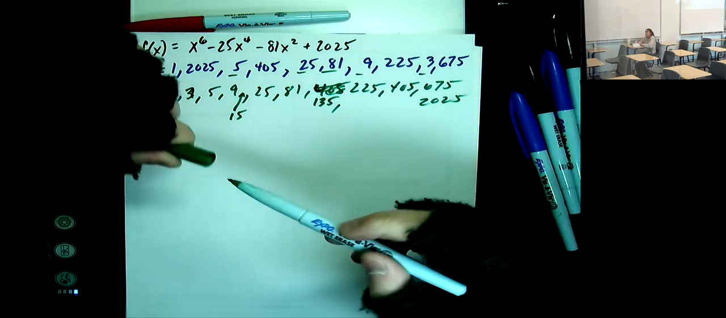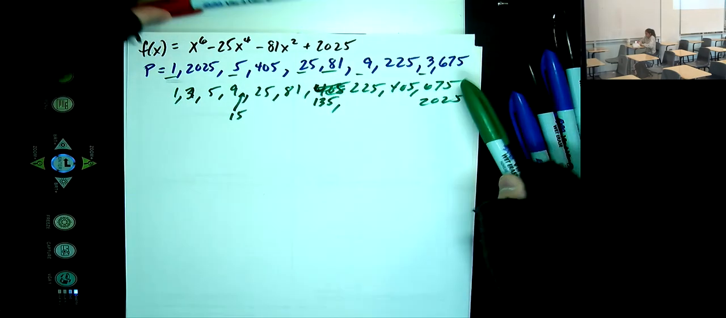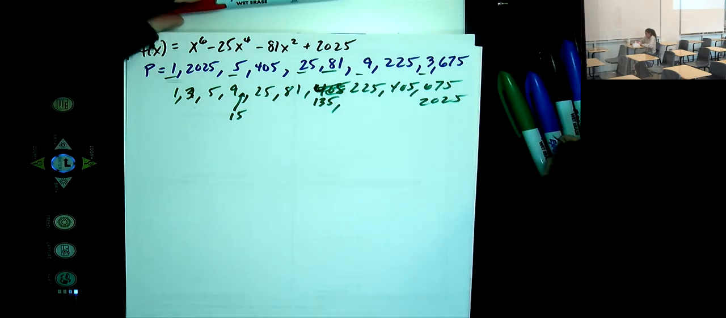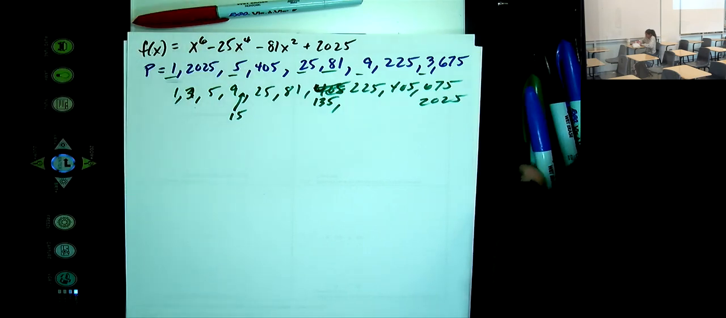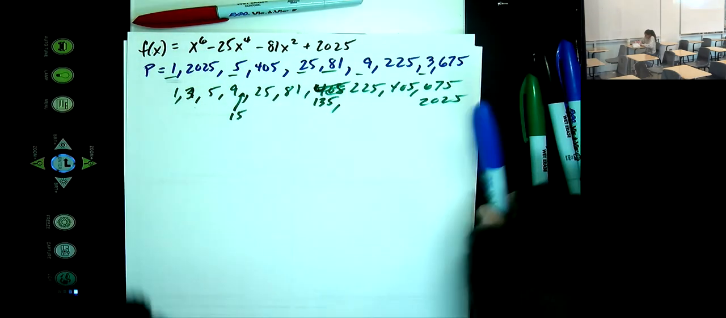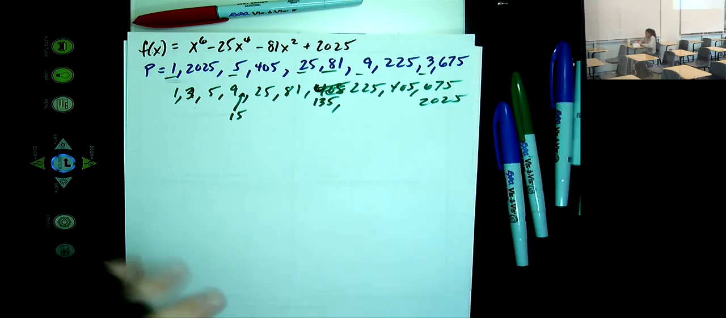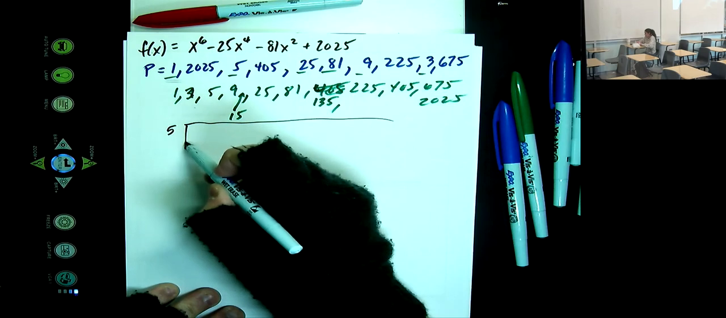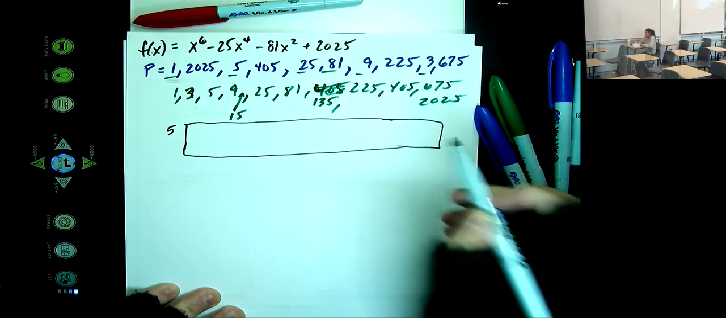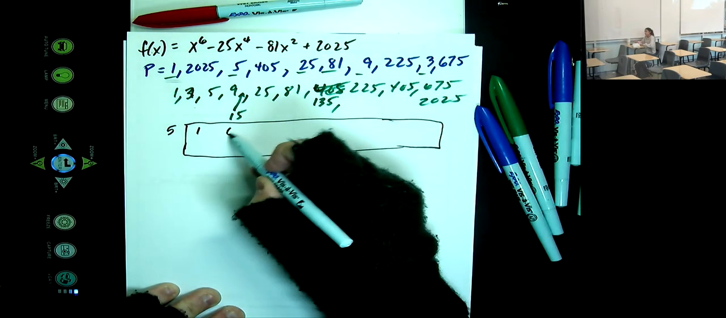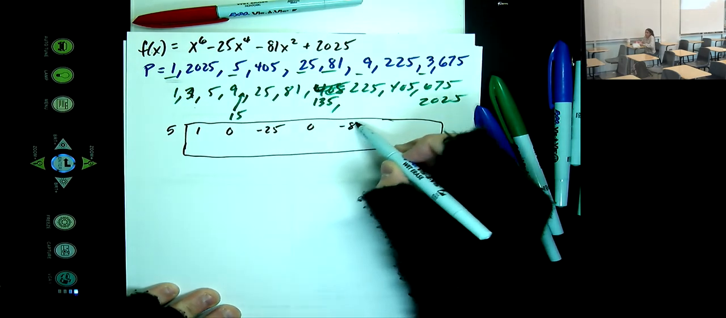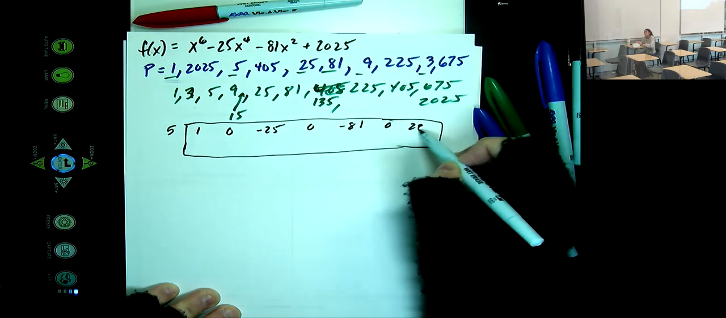All right, so Q is 1, so these are our numbers, plus or minus. I see it ends in a 5, so I'm going to try a 5. That's what I want to do. I don't know if that makes sense to you guys. Let's just try a 5. I've got a 1, a 0, a negative 25, a 0, a negative 81, a 0, and a 2025.